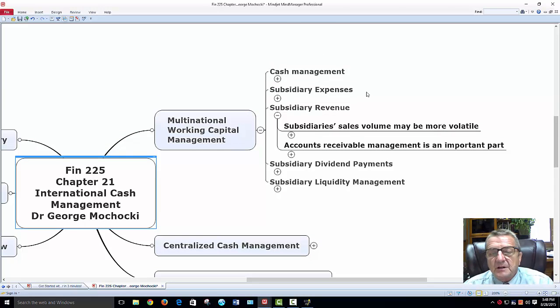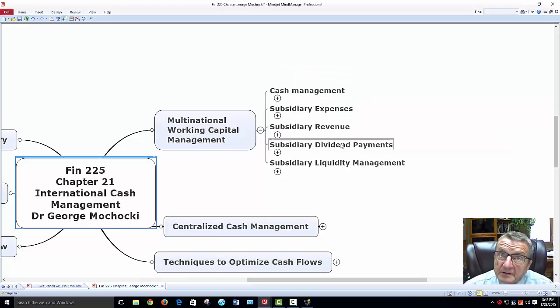Cash management, subsidiary expenses, subsidiary revenue. These are the main topics: subsidiary dividend payments and subsidiary liquidity. Who controls that? The subsidiary does it and just notifies me, as long as I'm getting a good return on my investment. That could be a good strategy, depending on your industry, depending on what makes sense for you, and depending on where that subsidiary is, who the management is, and what's going on with the politics and everything else around there.